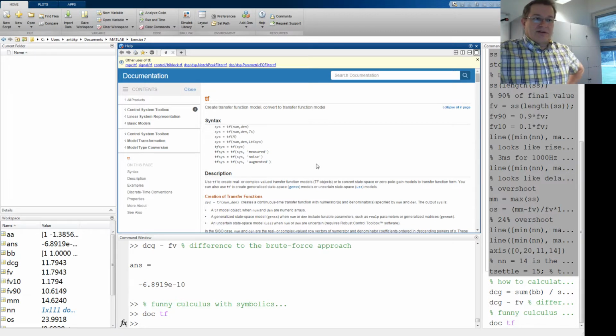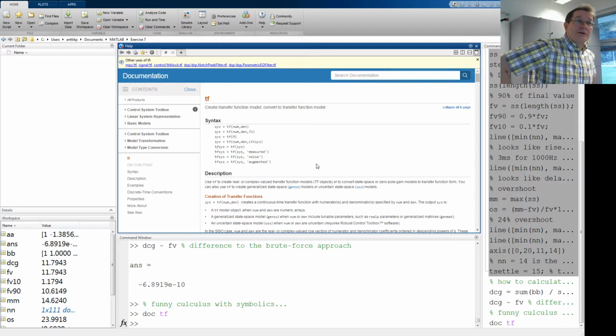TF, create transfer function model, convert to transfer function model. So basically, if you just make a system equals TF of numerator, comma, denominator, those are the numerator and denominator coefficients, a and b, or b and a. Anyways, it looks a little bit different. Now it has quite nice tools.